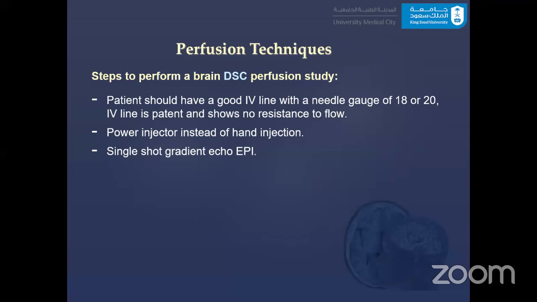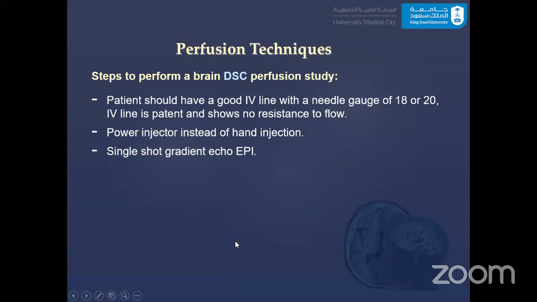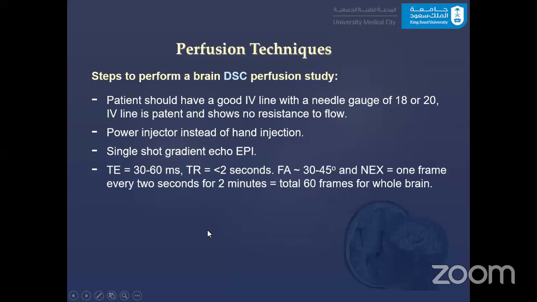Single-shot gradient echo planar, because it's fast to acquire, so it cannot be done with spin echo or conventional gradient echo. It has to be done with echo planar because it's a very rapid acquisition technique, and the whole brain can be acquired in 1 second or so. So if we acquire, for example, 60 acquisitions, we can acquire the whole brain in 1 or 1.5 minutes. TE parameters: now there are different setups. We will discuss this in a minute.